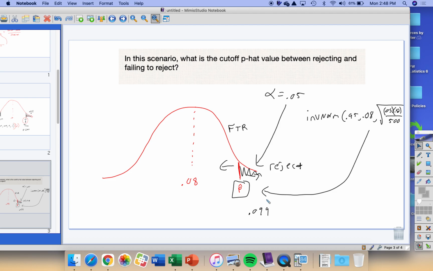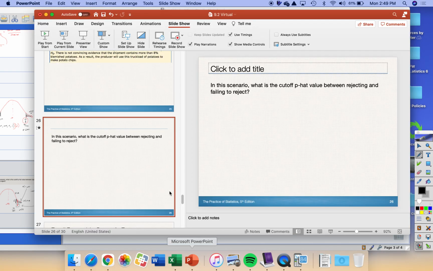So if we got a sample that had more than 9.9% blemishes, it would have fallen in this region and we would have rejected our null hypothesis. Our p-hat value that we got was like 0.092. It was 47 out of 500, which falls like right here. And that's why we failed to reject, because it was to the left of this cutoff value between rejection and failing to reject.